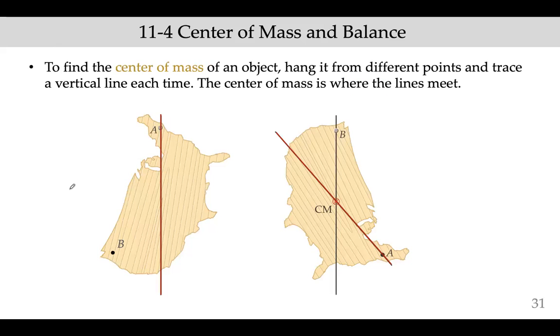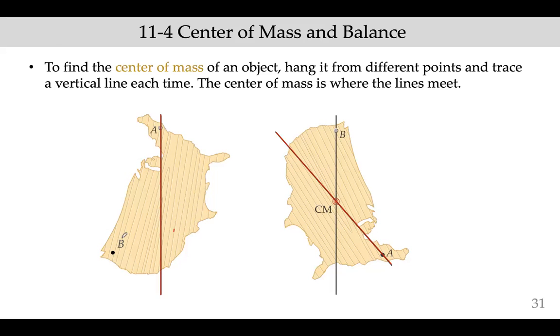To find the center of mass of an object, let's say you have a complicated shape like this and you want to find its center of mass. What you do is you hang it from different points. Usually 2 points are enough, and trace a vertical line each time. So let's say you hang it from point A and draw this line on the object.